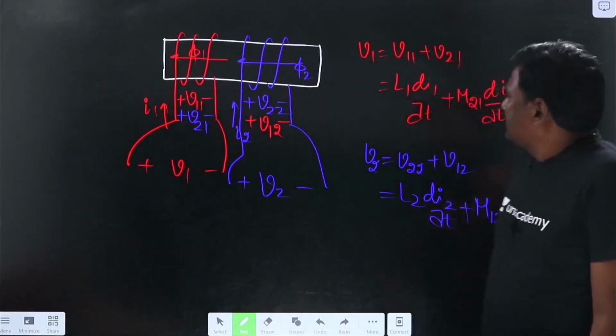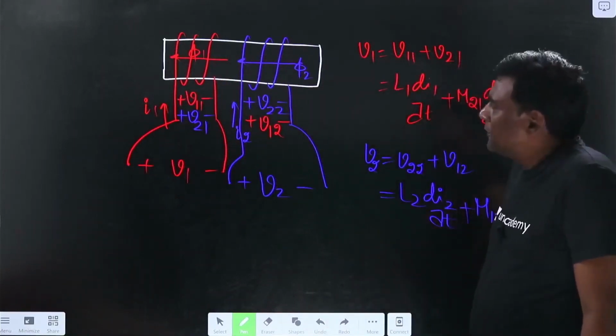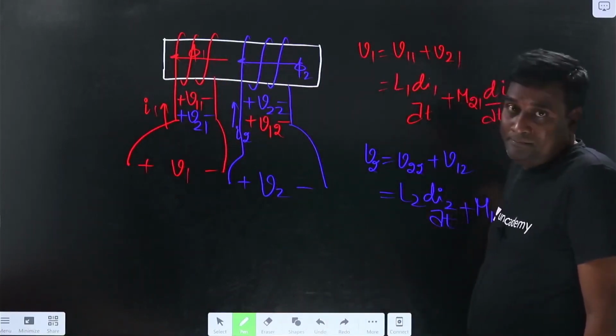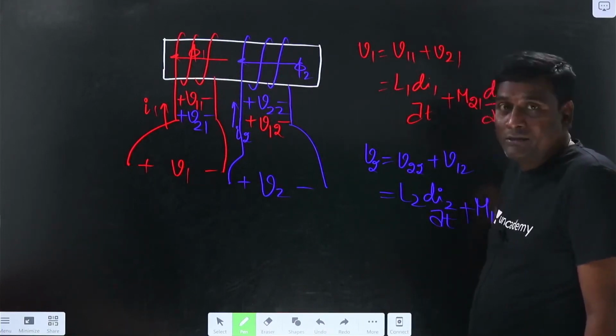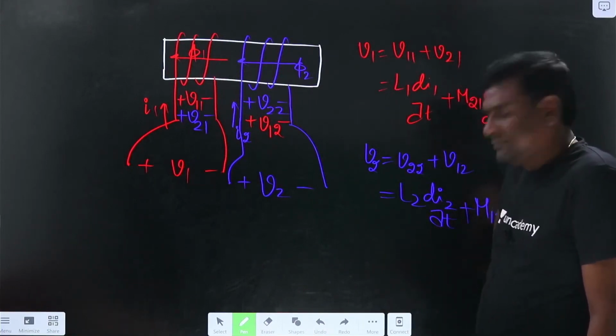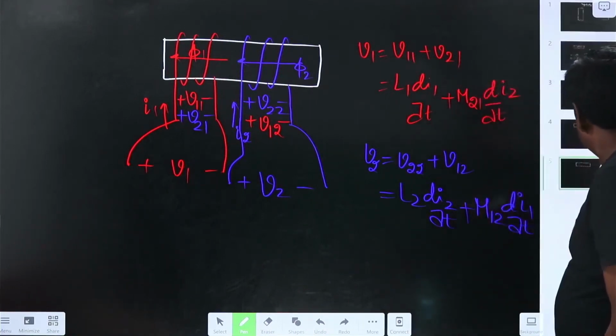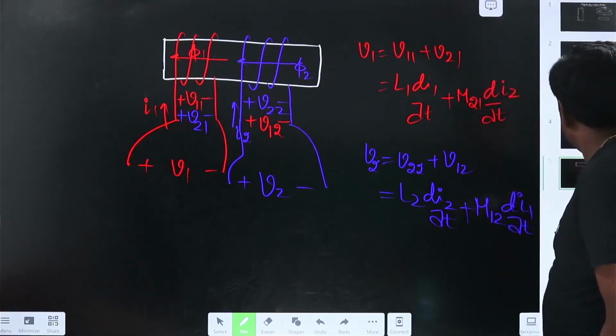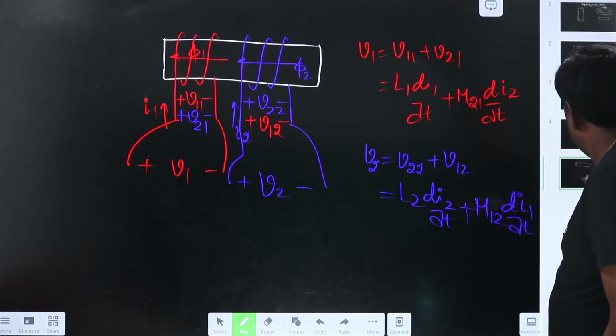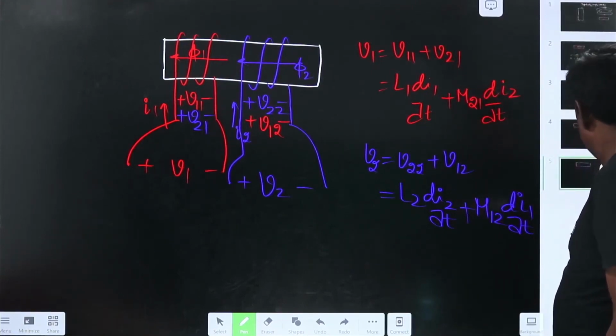Now, next thing is, this is fine. Now, let me take the same coils and let me keep dots. Okay, see here, I don't know whether copy function is there in this or not. Okay, let me draw.